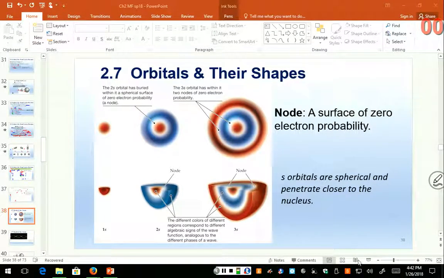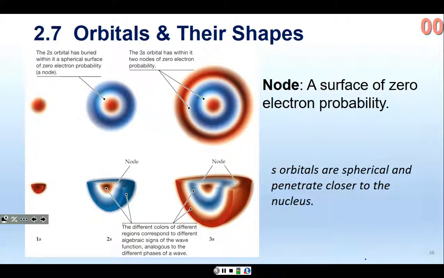All right, we're back for some more discussion about chapter 2 and orbitals and their shapes. Well, orbitals have shapes. We've alluded to part of that, and let's talk about it some more. There's a different characteristic shape for each of those orbitals.